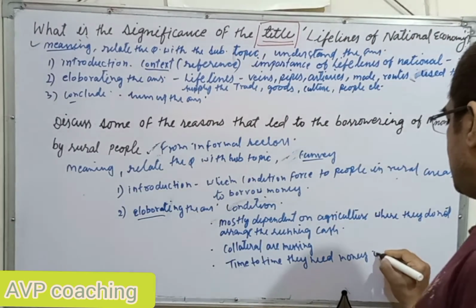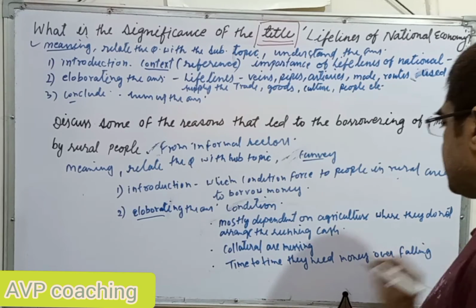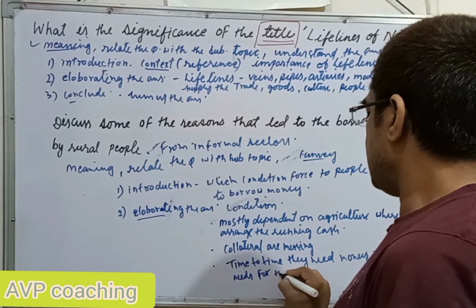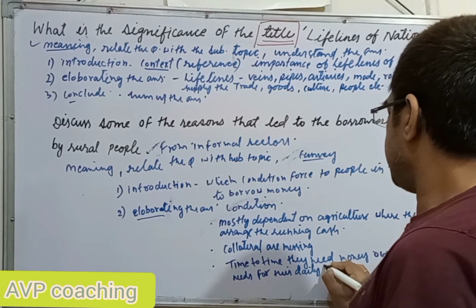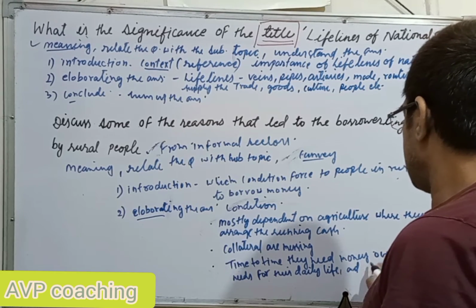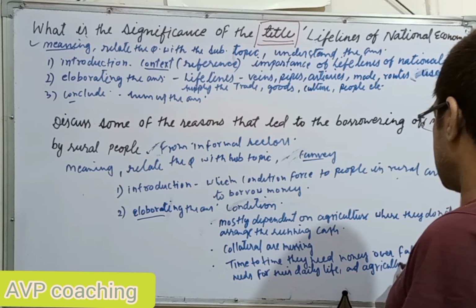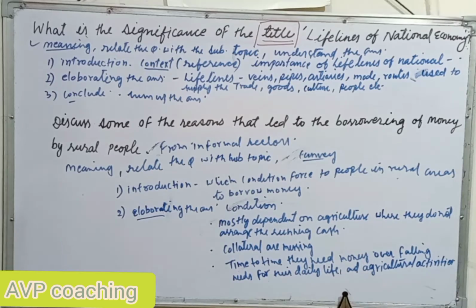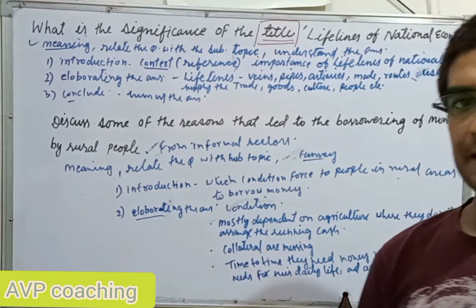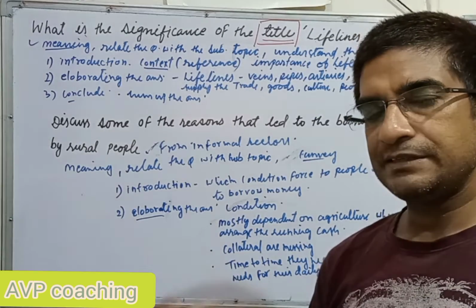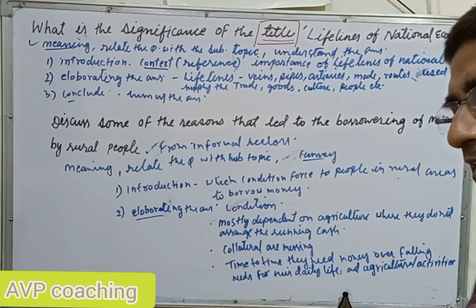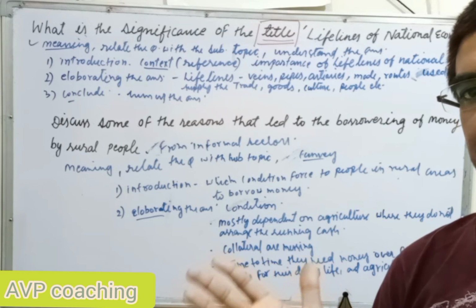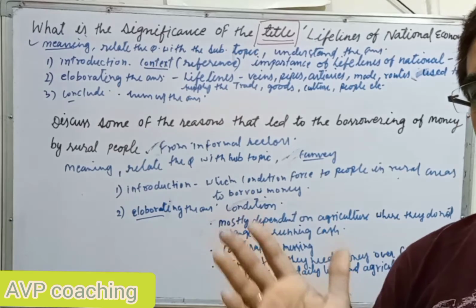Over there, for falling needs for their daily life and agricultural activities, means where they need the money from sowing the seeds, ploughing the field also, then cultivating the land, then harvesting the crops, cultivating the crops. So all these steps where they need the money time to time, but they do not get the money one time. They do not withdraw the money from the informal sector one time. A huge amount of money they do not get.